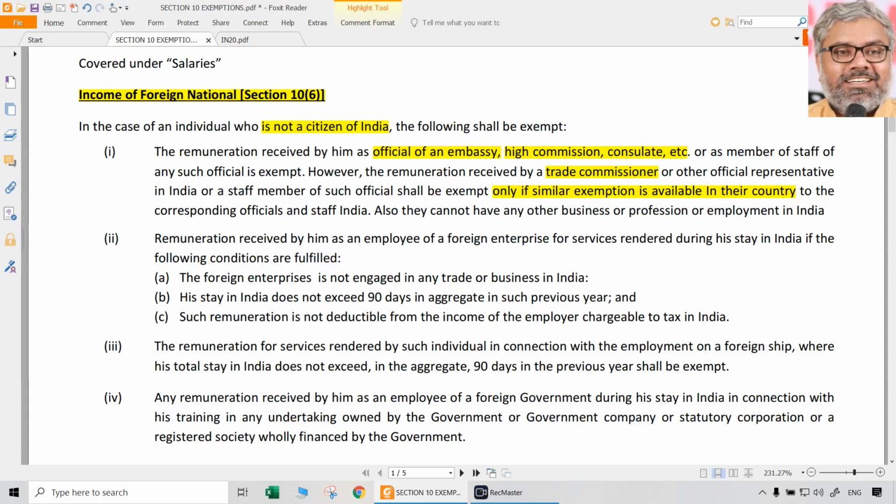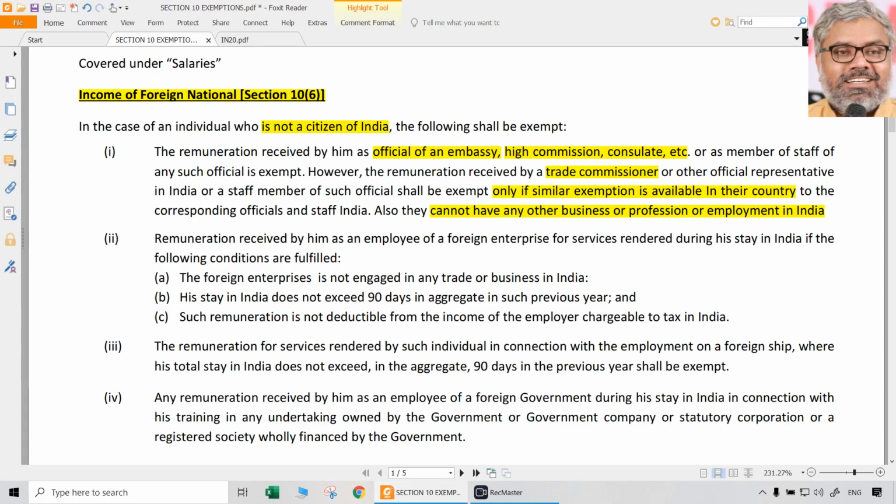This is second. Other category. These are called trade commissioners. These are not actually foreign diplomats, but really representing the foreign business as trade commissioners or other official representatives. They can have exemption only if their country extends exemption to our officials there. So that is another scenario. Of course, they cannot have any other business or profession or employment in India. That is another rule for claiming exemption. If they are doing any side business, in addition to being diplomats or trade commissioners, then this exemption will not be valid.